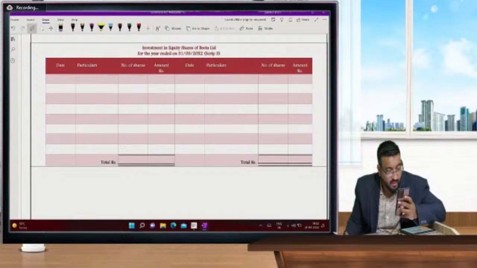On Saturday in the morning, departmental. Very good. So we are going to start with departmental accounts.